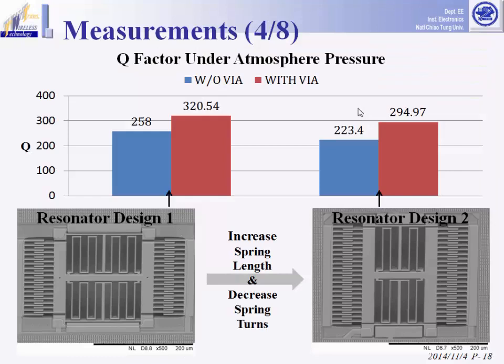And this slide shows the comparison between two resonator designs with nearly equal resonant frequency but different spring length and turns. Design 2 has the lower quality factor since the long spring suffers from more air damping. However, it has less residual stress problem due to the shorter shuttle and also has better signal strength due to more sensing fingers. Besides, the quality factor of the two designs becomes quite close under vacuum.